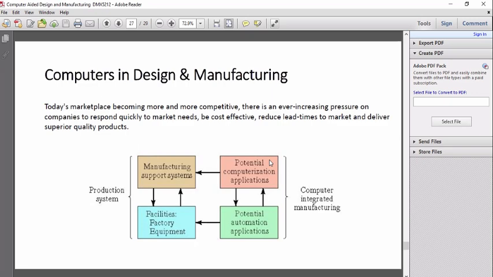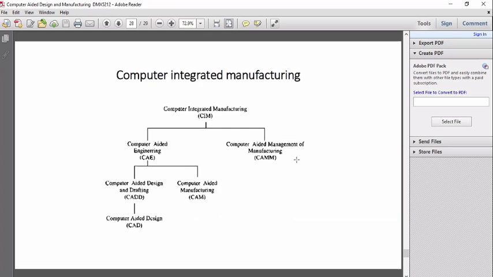So once the computer is integrated into manufacturing, it will quickly reduce lead times to the market, and it can deliver a better product to the market. That's why computers are used in manufacturing. There are a few terms that you have to know, and we will discuss them later.